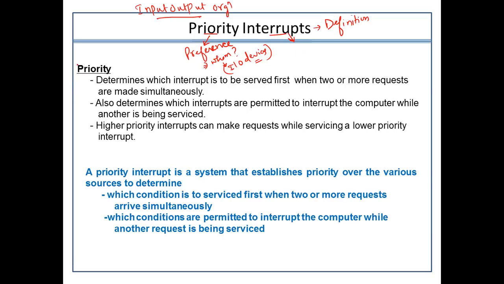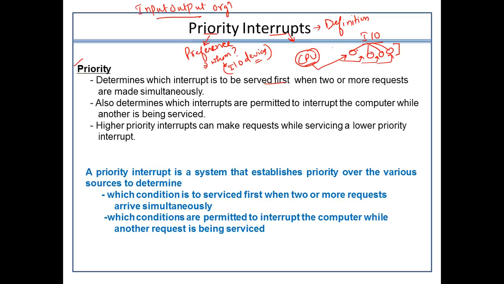The priority will determine which interrupt is to be served first. Sometimes a number of peripheral devices are attached to the machine, and simultaneous requests, one or two or three or more, come to access the CPU. The CPU is only one, so it can handle instructions one by one only. So if requests to take the assistance of the processor arrive simultaneously, we have established a priority interrupt.